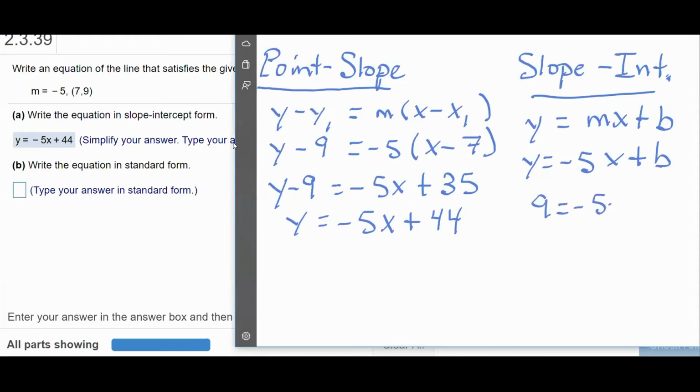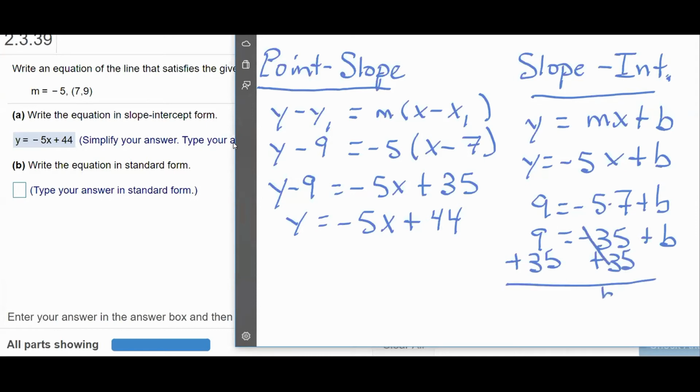I don't know b because b has to be the y-coordinate of the y-intercept, and it's only a y-intercept if the x-coordinate is 0. But I've plugged in the x and the y, and I can solve for b. If you do it that way, then be sure to go back and plug that in afterwards. Y equals -5x plus the 44.